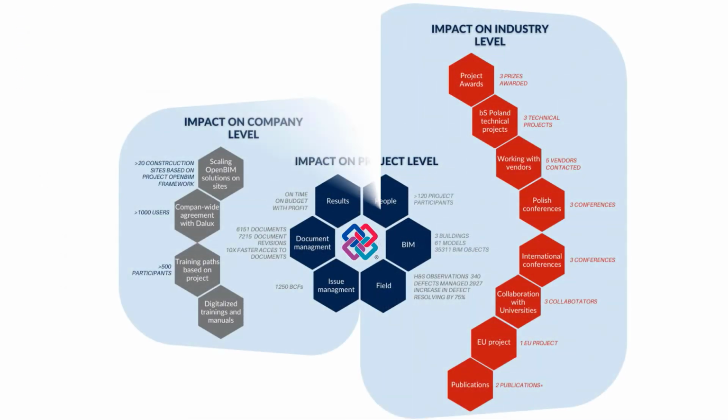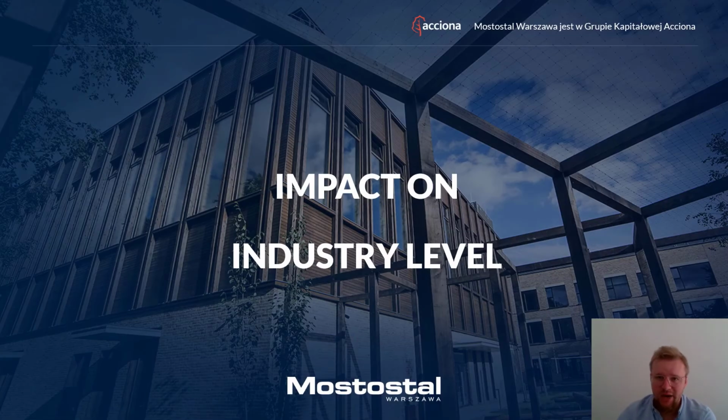The project has a wide range of impacts that we can divide into 3 types. Impact on the project level was directly related to the participant involvement and project management improvements. Impact on the company level refers to the replicability of our achievements to our new projects. Impact on the industry level is based on knowledge sharing with our technical partners so that we could grow and develop together. In this section, I will present the impact achieved on the industry level.